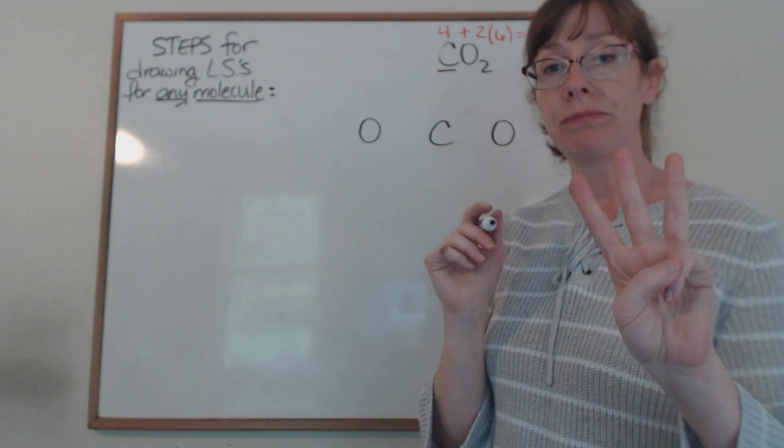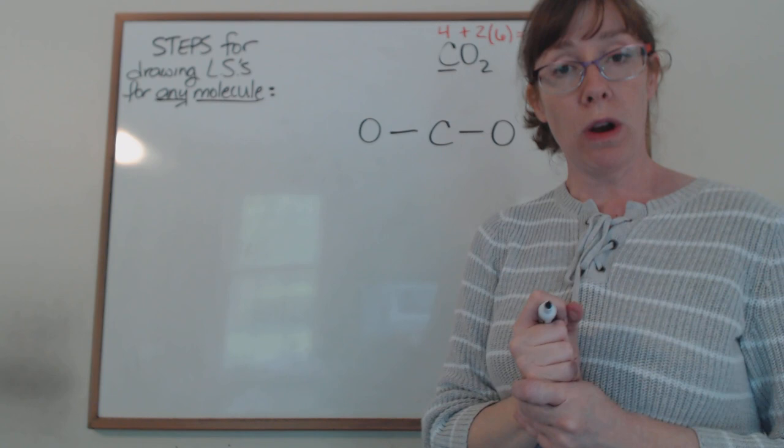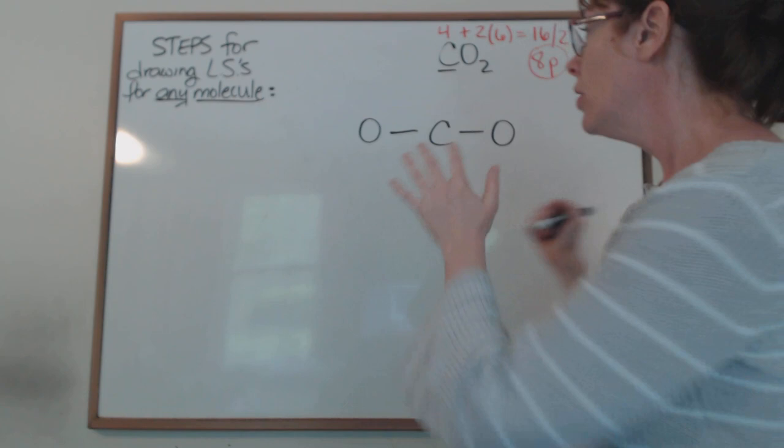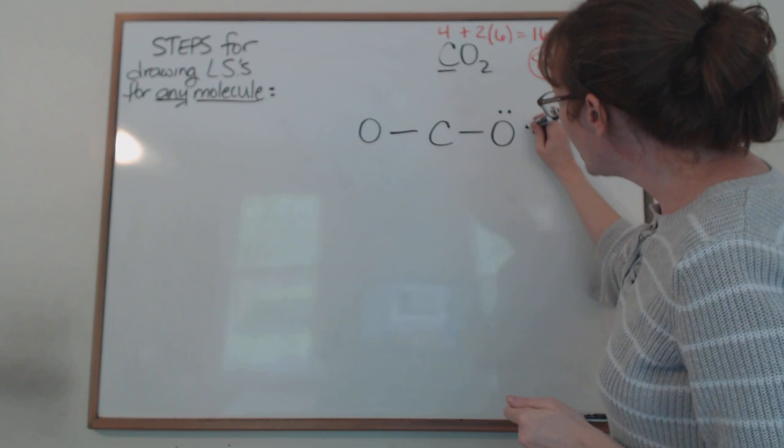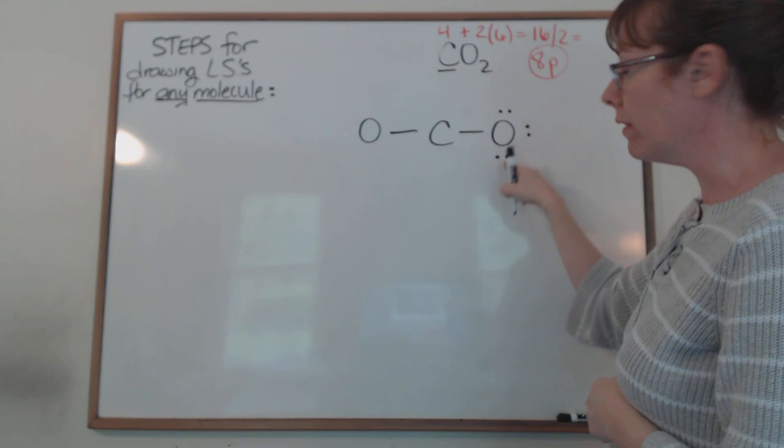Okay. Step 4, arrange the remaining pairs as lone pairs to the terminal atoms first. You can pick this one or this one, okay? Just start somewhere. So I'm just going to pick this one, and I'm going to go ahead and satisfy him with lone pairs. So that was 1, 2, 3, 4, 5, 6, 7, 8.